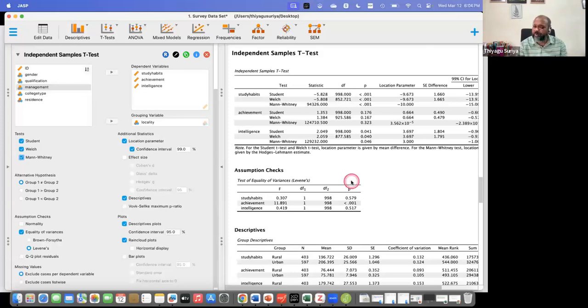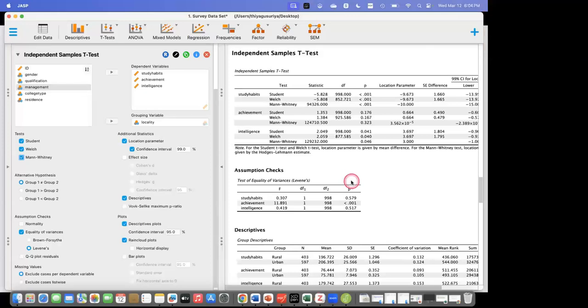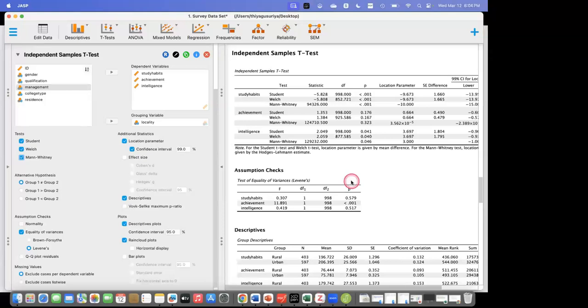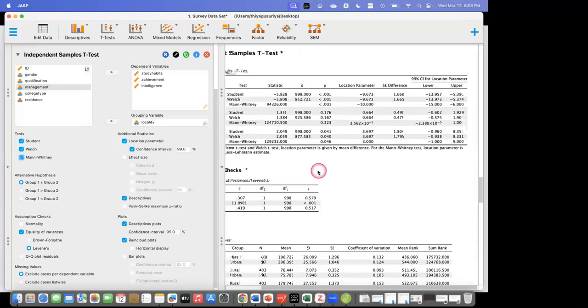Whether the same thing is possible in SPSS? Anyone tell me? No, sir. It is not possible. So which is the user-friendly tool? JASP. Yes, right? So now you can see the note also there.